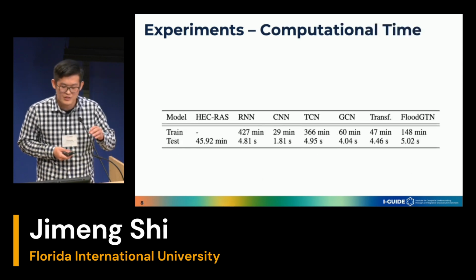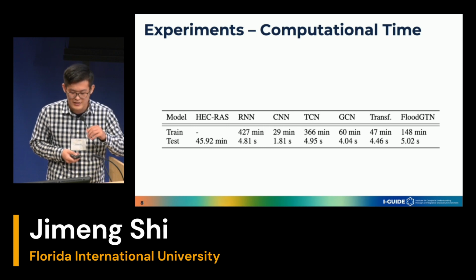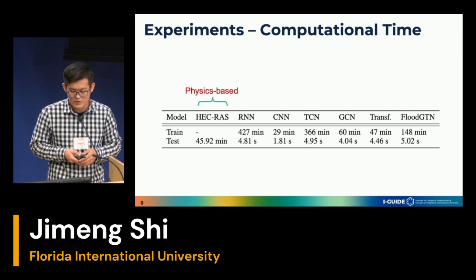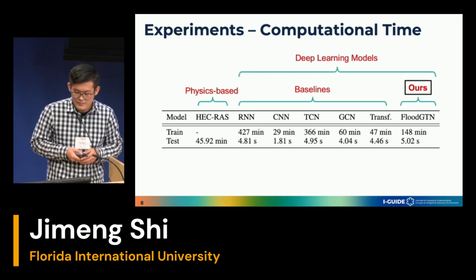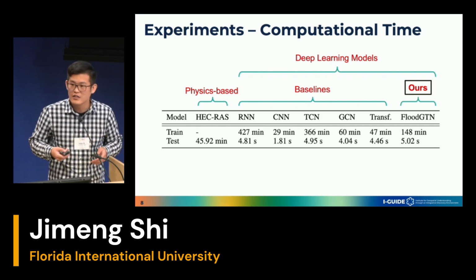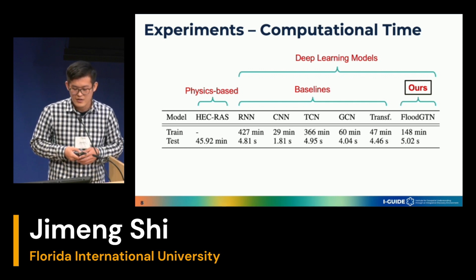This table shows the training time and the testing time of all of the different models, including the physics-based model, HEC-RAS, and the other deep learning-based models. We don't consider the training time a lot because the training time is a one-time cost. Once they are trained, they just deploy it to practice and use that to generate the output very quickly.